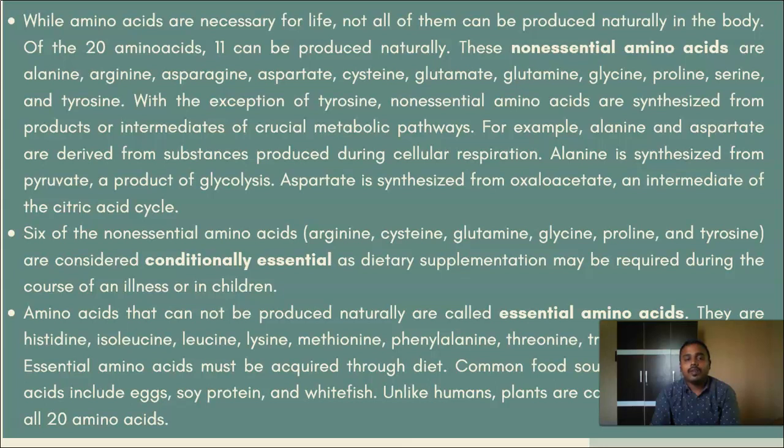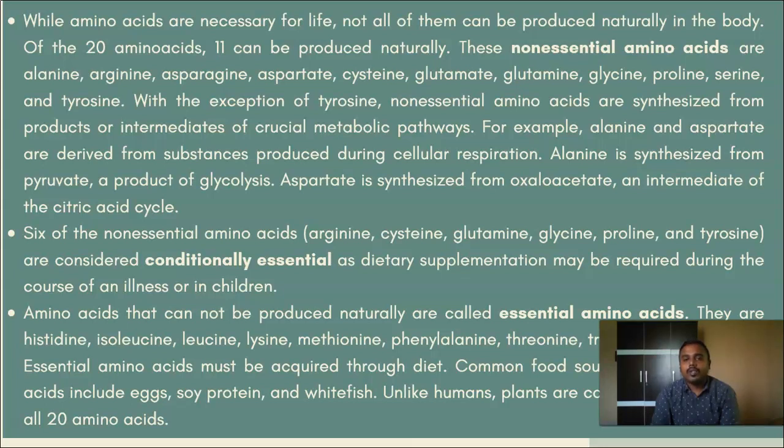So you can see that out of 20, just 11 are produced naturally in our body, which makes just 50 to 55% of the amino acids. The remaining amino acids we need to take from an outside source like a food source or supplements. These 11 amino acids which are produced naturally in our body are what we call non-essential amino acids.